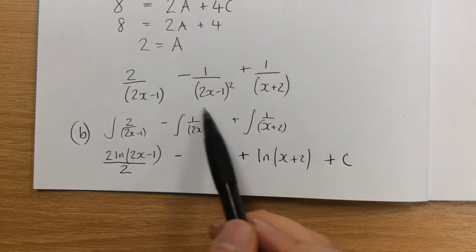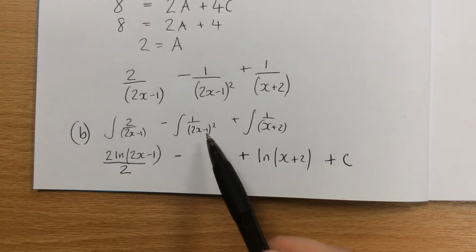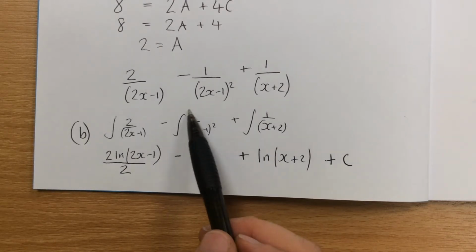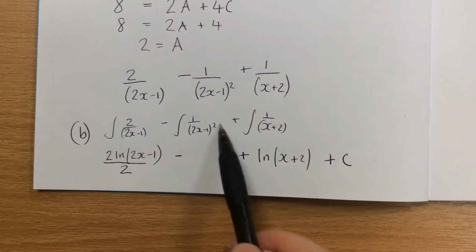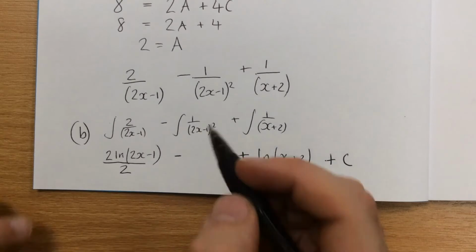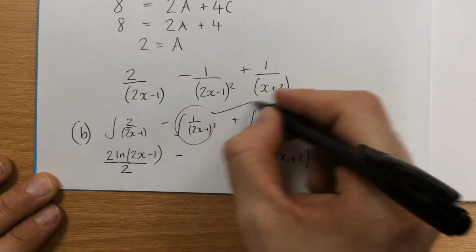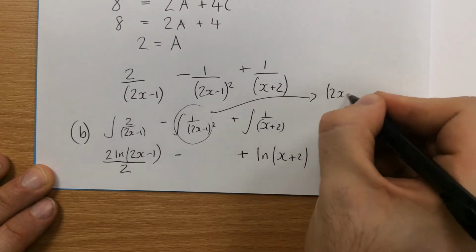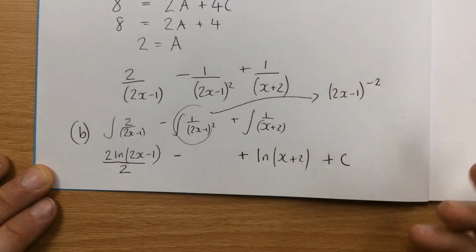The middle one requires a little bit more thought because we can't use log because there's a power on the bottom. So the way we're going to do this one is we're going to bring everything from the bottom to the top and make it a minus 2 for the power, and then we'll integrate it from there. So this one we'll do separately over here, and then we'll put it back in. So we're going to think of this as being 2x minus 1 to the power of minus 2.